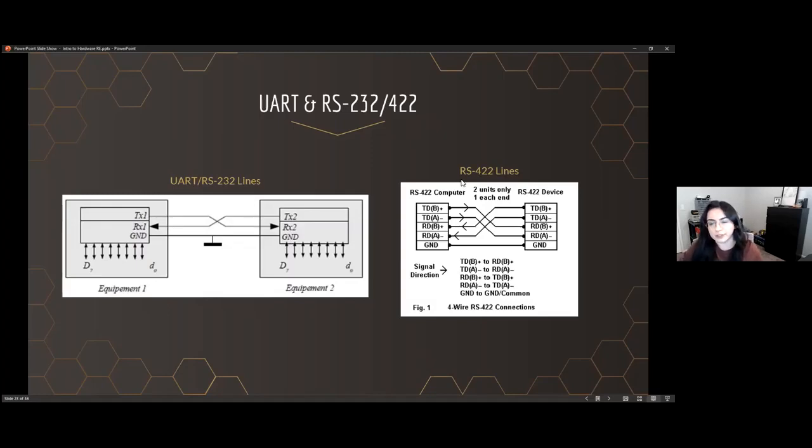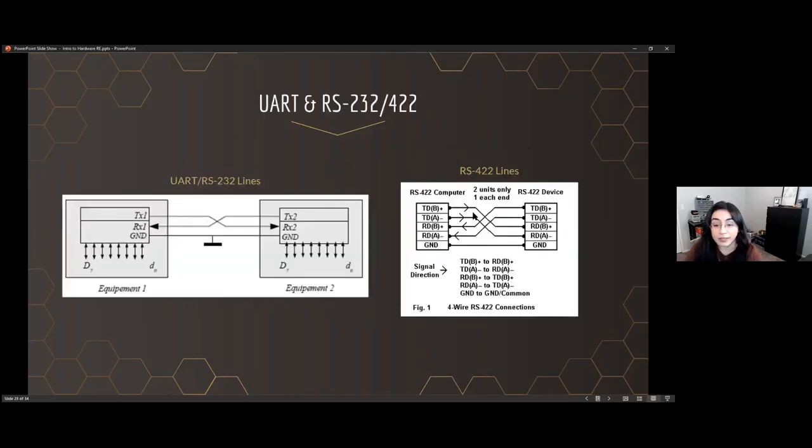And there's expansions of this, and a common one is RS-422. It's the same thing, but they have differential lines. That means you have a plus and a minus, so it's just going to be a reflecting signal off of each other. And this is only for redundancy, so the circuit can detect any errors. And it's laid out the same, that the receive and send are crossed for the two devices.